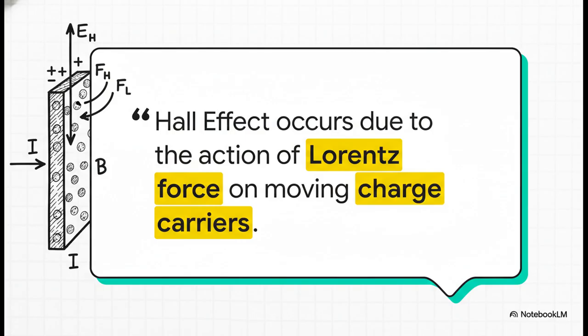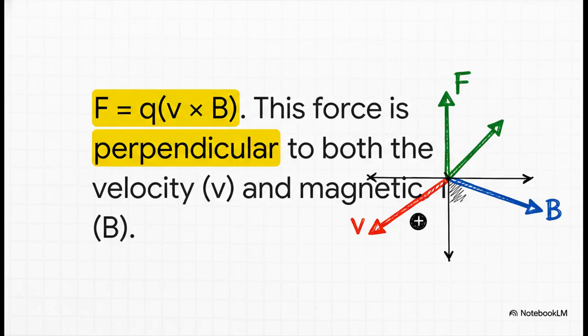The Hall effect isn't some kind of weird magic. It happens for one simple reason. The Lorentz force is physically pushing the little charge carriers, the electrons, as they move. And here's the formula that makes it all happen. It looks a little intense, but it's not so bad. The force, F, depends on the charge, Q, how fast it's moving, V, and the magnetic field, B.